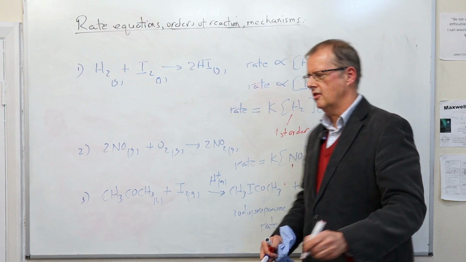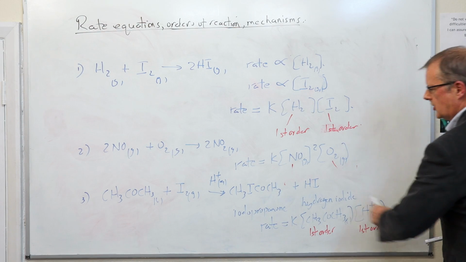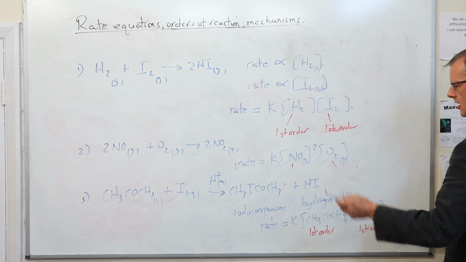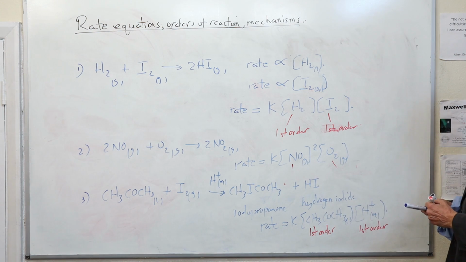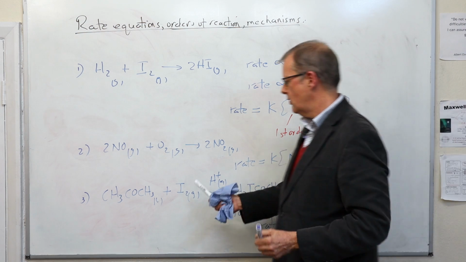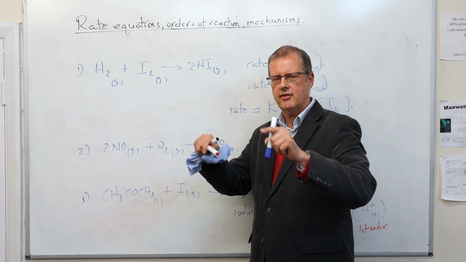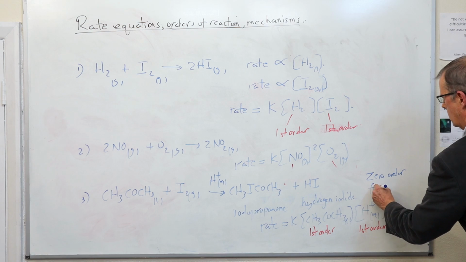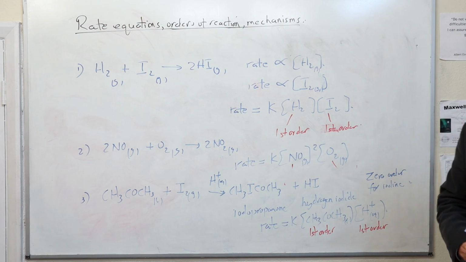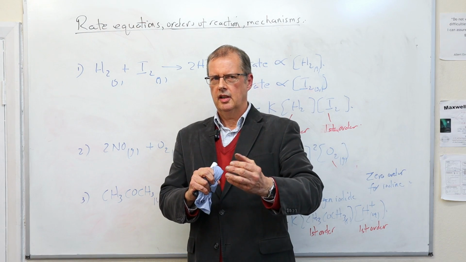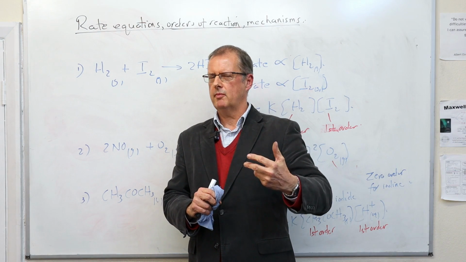Well, it is, and you can show this over and over again. This is the rate equation. The rate only depends upon the concentration of the propanone and the acid catalyst. So we say that it is zero order for the iodine. The iodine doesn't have a direct effect on it. So it's zero order for the iodine. Right, what I'm going to do now is give you a little model of how you can rationalise how something could be zero order.